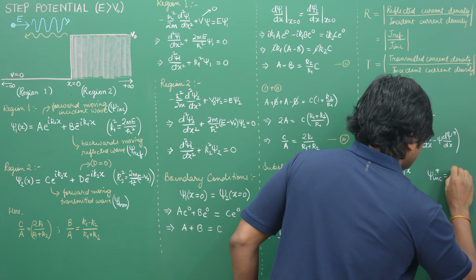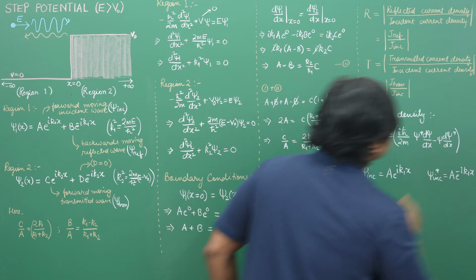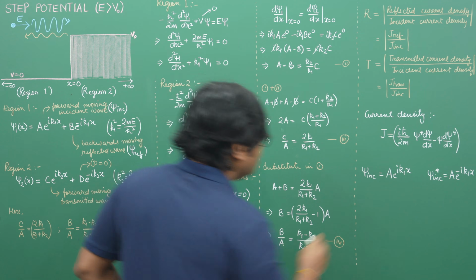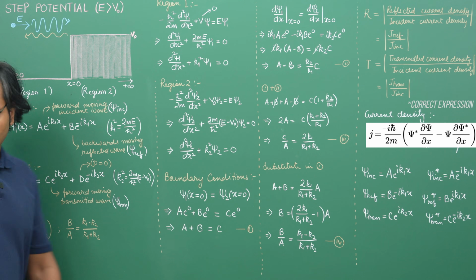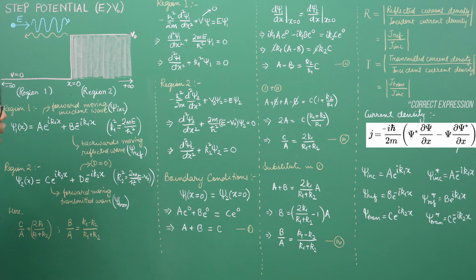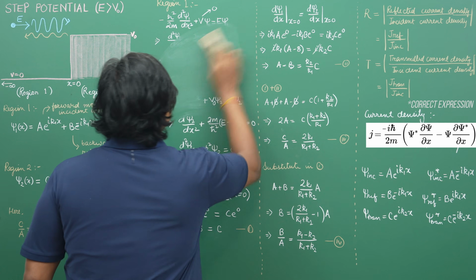It is A e to the power minus iota k1x. Alright, similarly, let me now rub some portion of the board to make space for the further calculations. If you want, you can pause the video here and complete your notes if you're making notes with this video. Let me move forward with the further calculations.